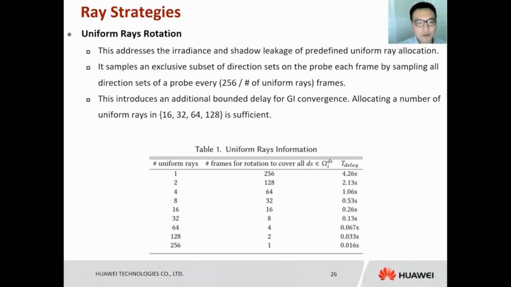Therefore, we introduce uniform ray rotation, where a probe samples an exclusive subset of direction sets on the probe each frame, sampling all direction sets of the probe every 256 divided by the number of uniform ray frames. For instance, with 32 uniform rays on a probe, it samples all the ray direction sets in 8 frames, and introduces around 0.1 seconds of delay. Based on our experiments, we found that allocating a number of uniform rays of 16, 32, 64, or 128 for a probe is sufficient.